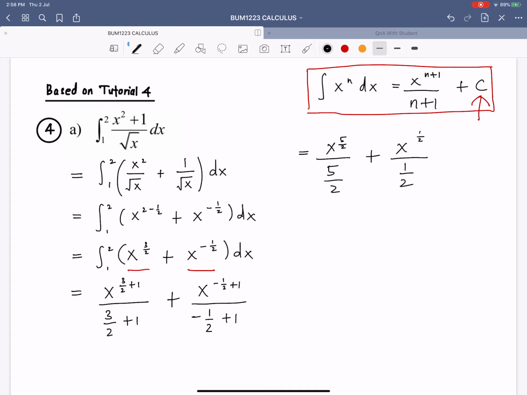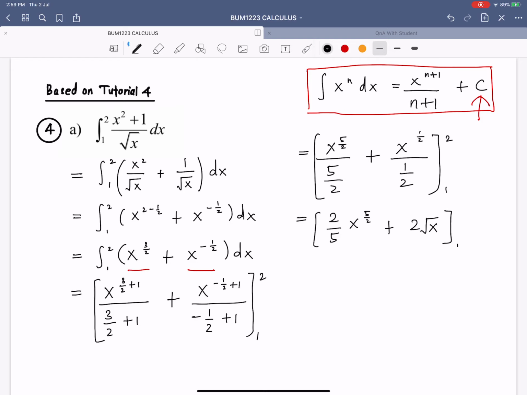And next we can rewrite this as, oh, I missed the limit, sorry. Where x is from 1 to 2. And here also, we have x from 1 to 2. So now we will rewrite this so that it will be easy for you to calculate. So 2/5 x to the power of 5/2, plus 2 square root x, where x is from 1 to 2. First of all, we will substitute x equals 2.